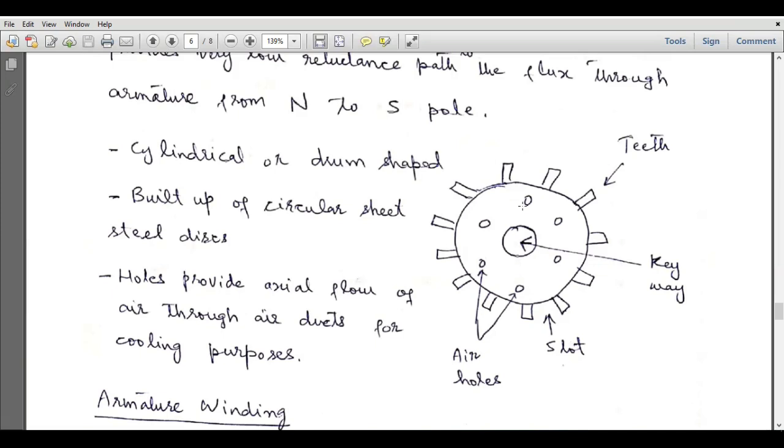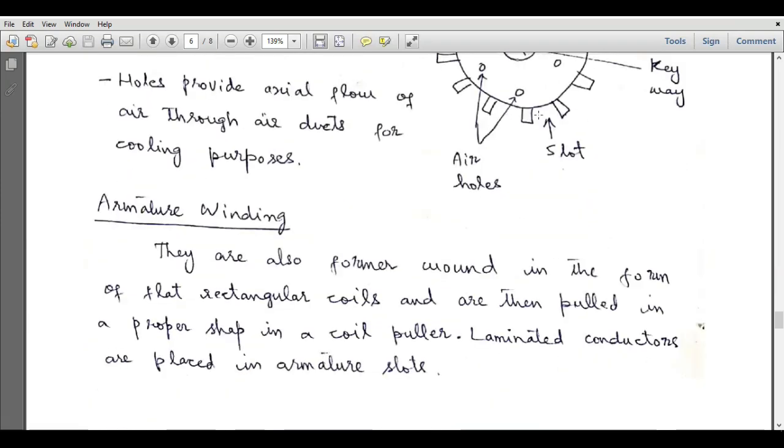And we have kept some air holes, and these air holes provide cooling to the machine. So it is built up of circular sheet steel discs. Holes provide axial flow of air through air ducts for cooling purposes. So this is the armature core, and armature winding is done in these slots. They are also former wound in the form of flat rectangular coils and are then pulled into proper shape in a coil puller. Laminated conductors are placed in the armature slots.